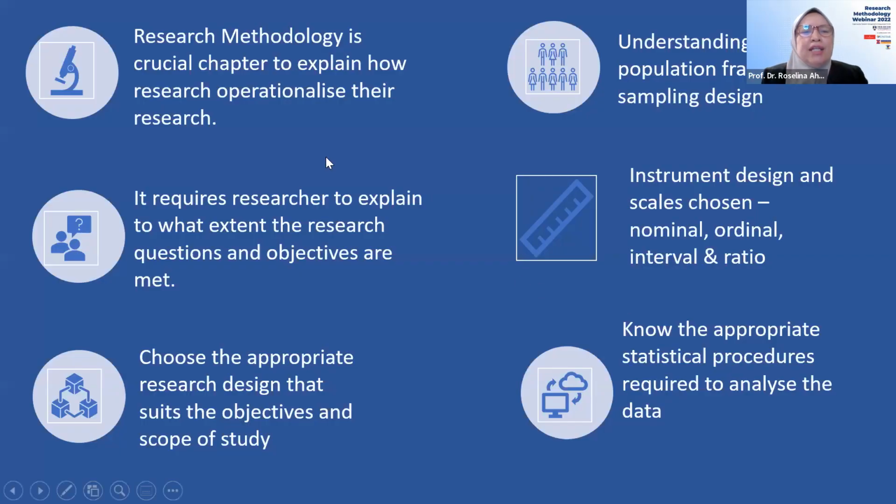Research methodology is a crucial chapter to explain how research is operationalized, basically how you're going to do your research. In very simple words, chapter 3 is the answer to that question. And then it requires the researcher to explain to what extent the research questions and objectives are met. From chapter 3, we can tell.